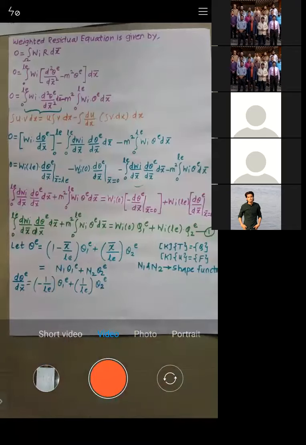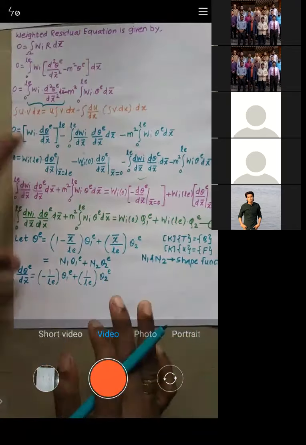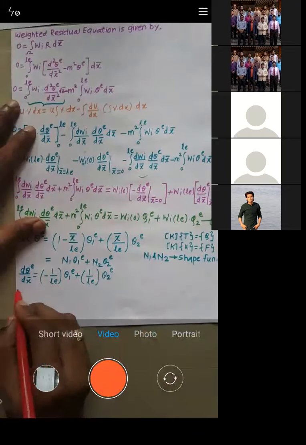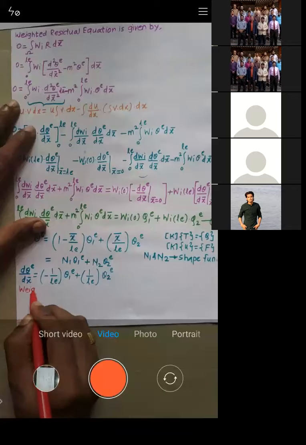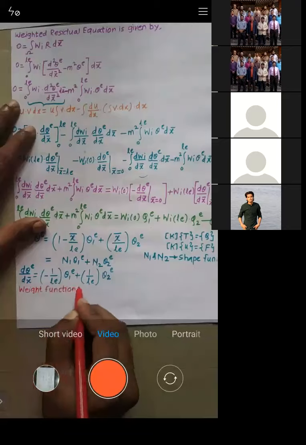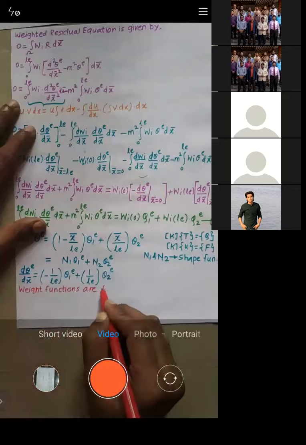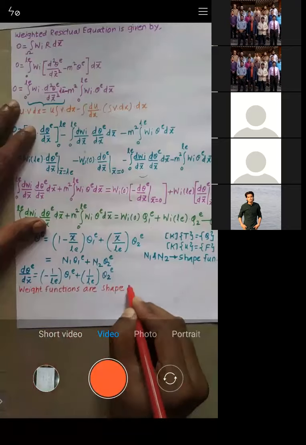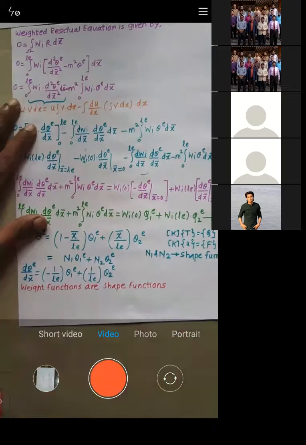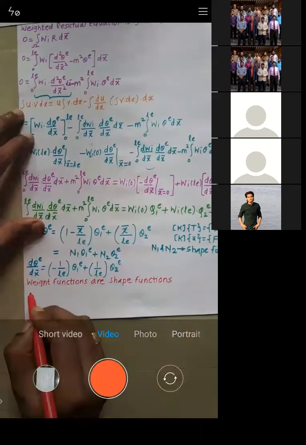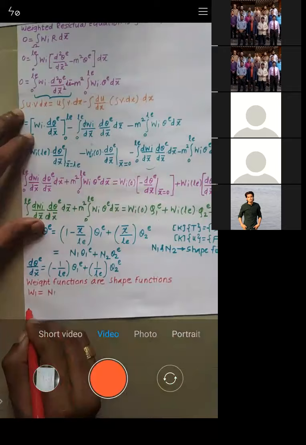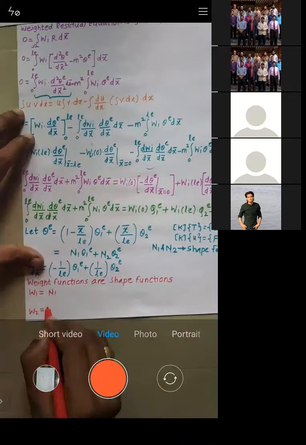All of you try to understand here. In case of the Rayleigh-Ritz method, weight functions are the shape functions. What is the meaning of that? What is the value of W1? It is simply equal to N1. What is the value of W2? It is simply equal to N2.